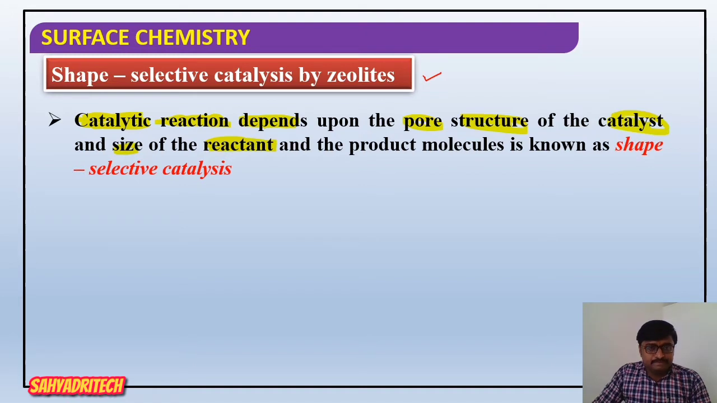Please remember. Why are we using the word shape? Since this catalytic reaction depends on the size and shape, these are the major factors. The catalytic reaction which depends on the size and shape of the catalyst and reactant molecules, that is what we are specifying. It is named shape selective catalysis.